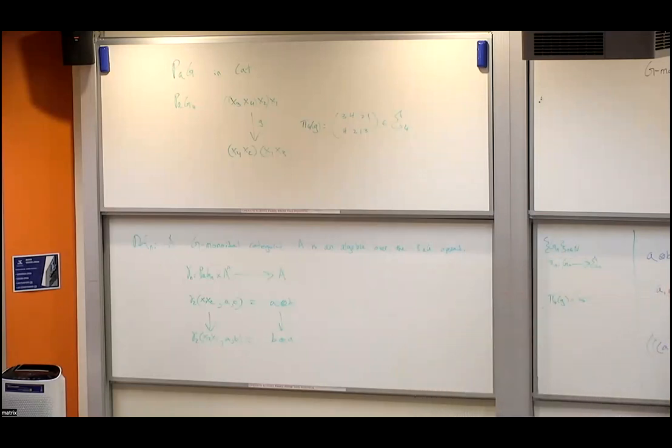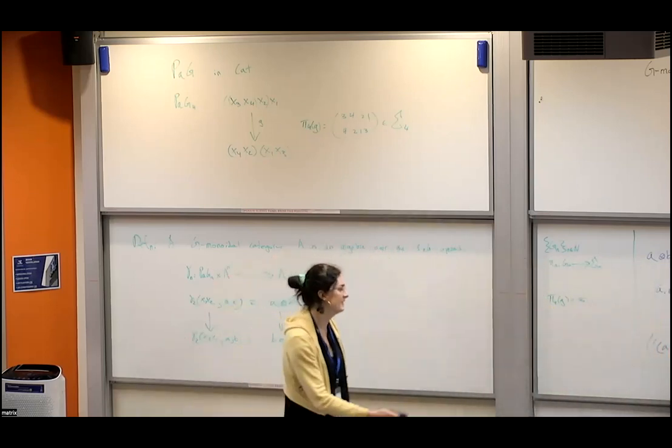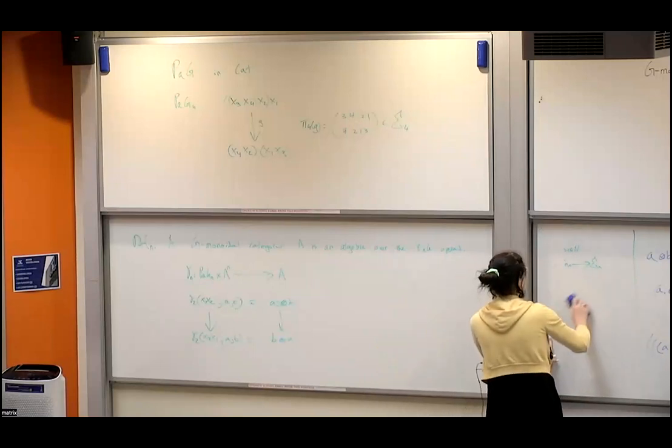Okay, great. So now that we have some understanding of what a G-monoidal 1-category is, we have a definition down for it, we can start moving towards understanding the infinity context.